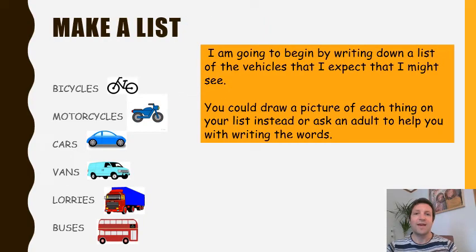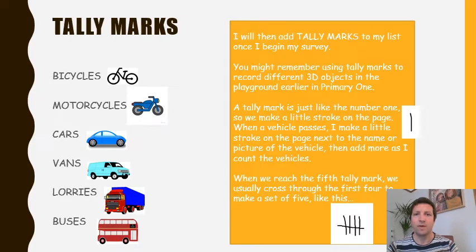I'm going to begin by writing down a list of the vehicles that I expect that I might see. You could draw a picture of each thing on your list instead, or ask an adult to help you with writing the words, or just have a go yourself at sounding out the words. I will then add tally marks to my list once I begin my survey.